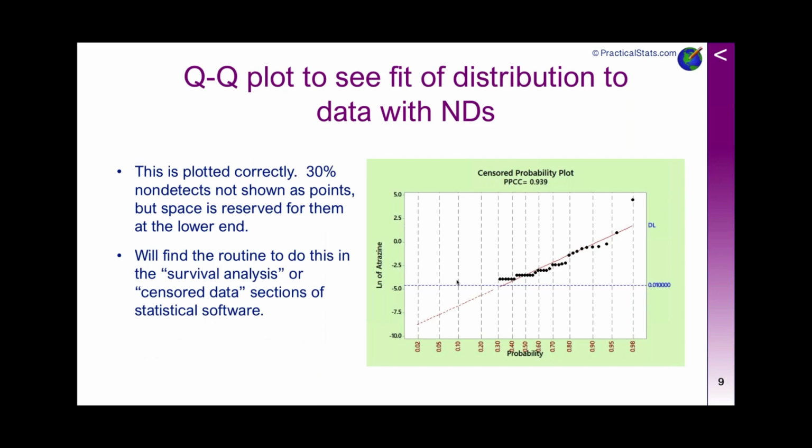So this is the correct way to plot data with Nondetects on a probability plot, and you'll find routines to do this in sections of statistical software called survival analysis or censored data sections. And these plots were done in Minitab, one of the commercial packages that does this, and really all the commercial packages that you pay for have a section on survival analysis or censored data.